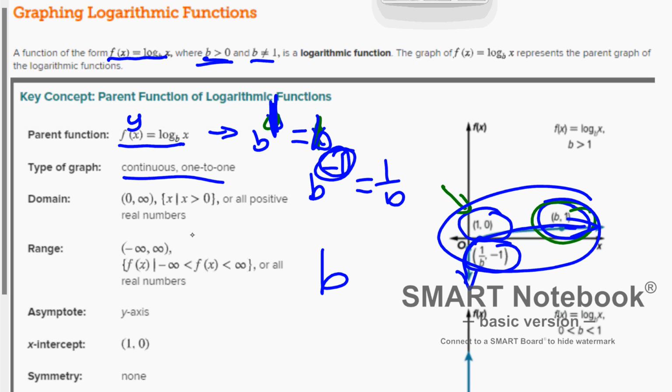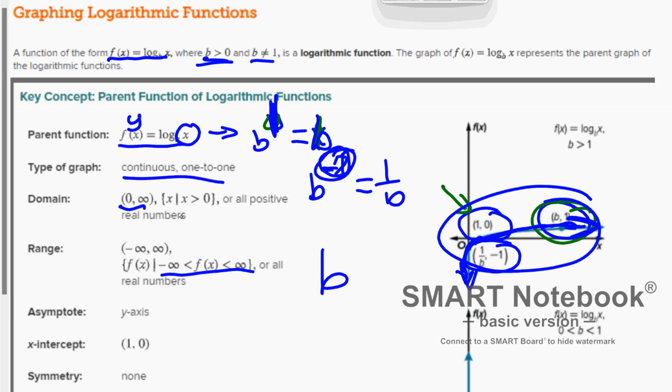My domain is my x's. That means I can't go negative on my x's, because if I keep on putting negatives here, like -2, don't I just get a smaller and smaller fraction? So that means it's only from 0 up. And then my range keeps going down. It never crosses that vertical asymptote there, and then it keeps on going up. So that's why the range is from negative infinity to infinity.